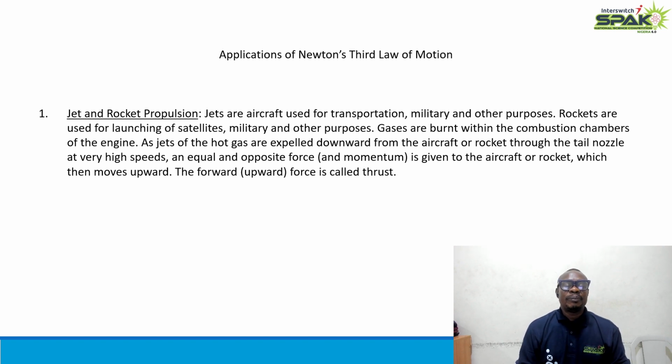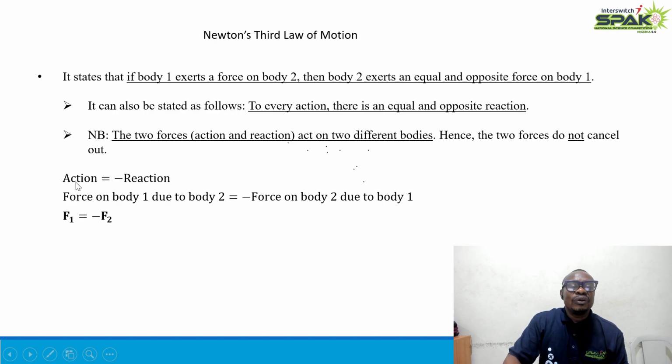Okay, so it simply says that the action, the forward force, is equal to the reaction. The action is equal to the reaction. Of course, the reaction takes a negative sign because it is moving in the opposite direction. They are both forces, and remember, forces are vectors. So the negative sign shows the direction of the force in the negative direction. So mathematically, we have the force on body 1 due to body 2 is equal to the negative of the force on body 2 due to body 1. Remember, the negative sign indicates that it is moving in an opposite direction.